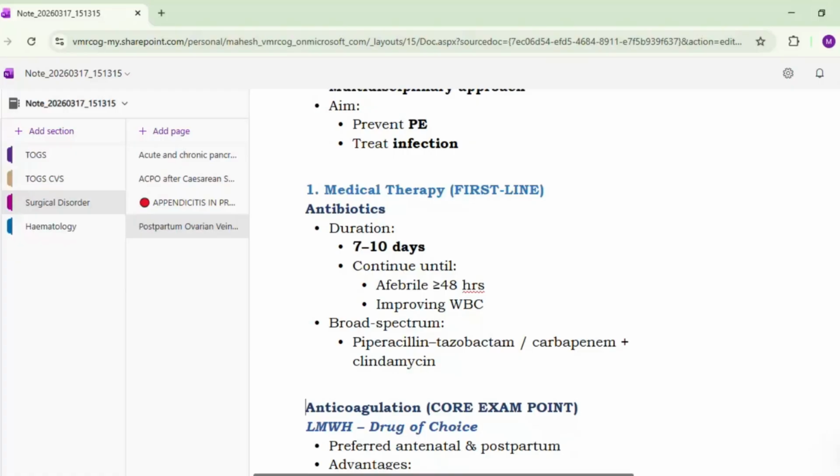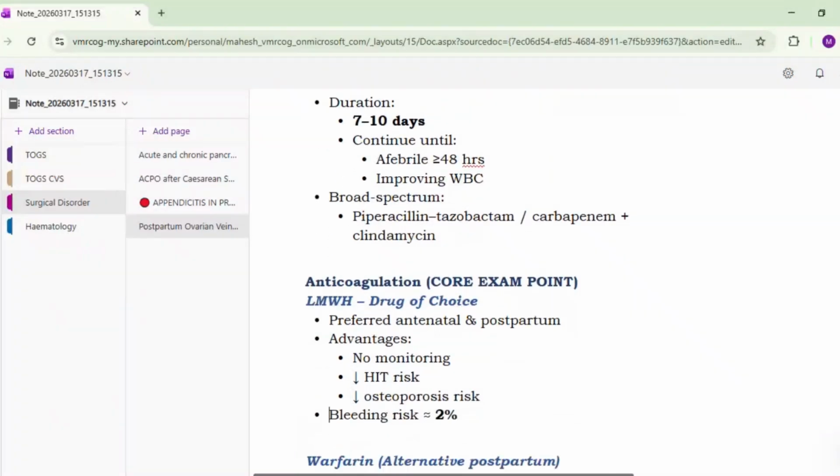Continue till the patient becomes afebrile and the WBC count reduces. Then broad spectrum antibiotics such as piperacillin plus tazobactam or carbapenem plus clindamycin are used.